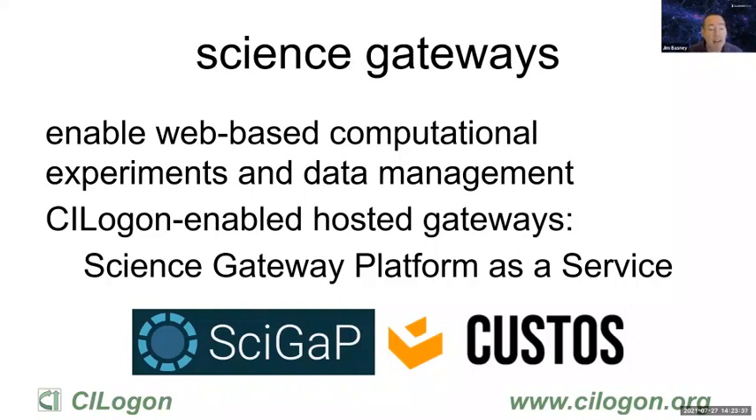So I mentioned Science Gateways. These are web apps that enable access to computational experiments and data management for the researchers. And so we've been supporting Science Gateways for many years, in part thanks to a nice multi-year partnership with the SciGAP project at Indiana University, which provides Science Gateway platform as a service. And then recently supported through an NSF grant called Custos to improve some of the identity and access management for Science Gateways. And a really nice thing about that platform is the researcher can log into SciGAP with their federated identity using CILogon and request instantiation of a new Science Gateway using the Apache Airavata software, customize it for their Science Gateway, and then enable CILogon authentication to that Science Gateway when it's running. And so it's sort of used at multiple levels in the process.